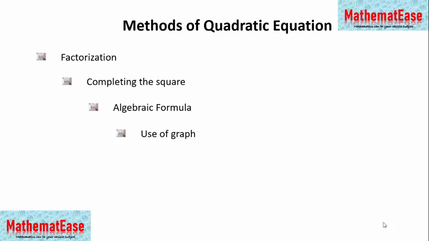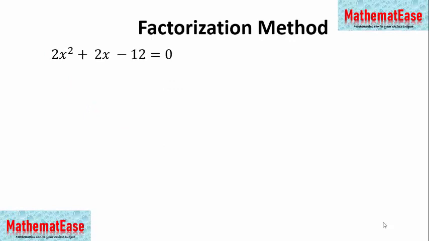I want you to relax as we proceed. Factorization method. One thing I want you to know first in quadratic is the formula for quadratic is ax squared plus bx plus c is equal to 0. Your a can be negative, your b can be negative, your c can be negative, and all of them can be plus. In this case, a is positive, b is positive, and c is negative.